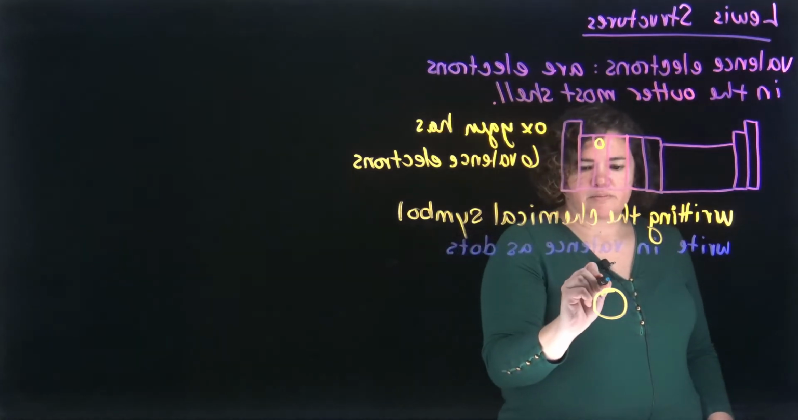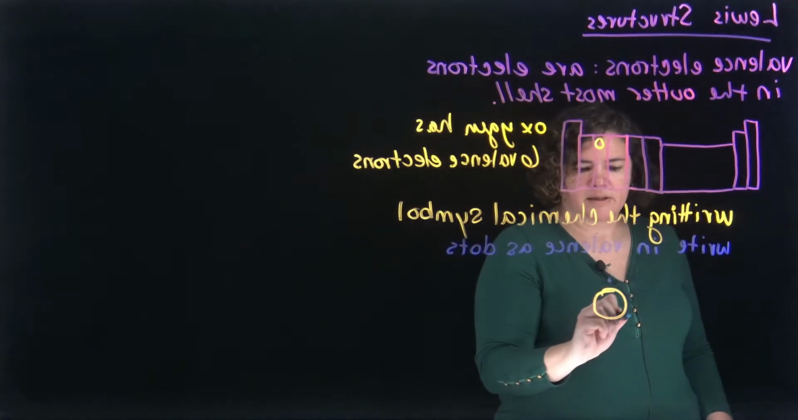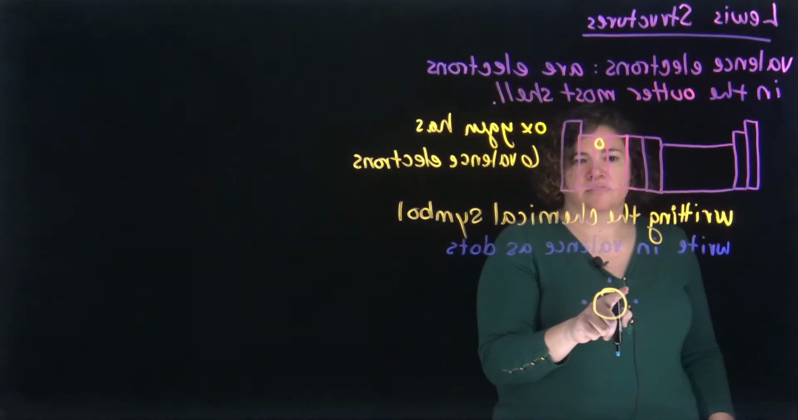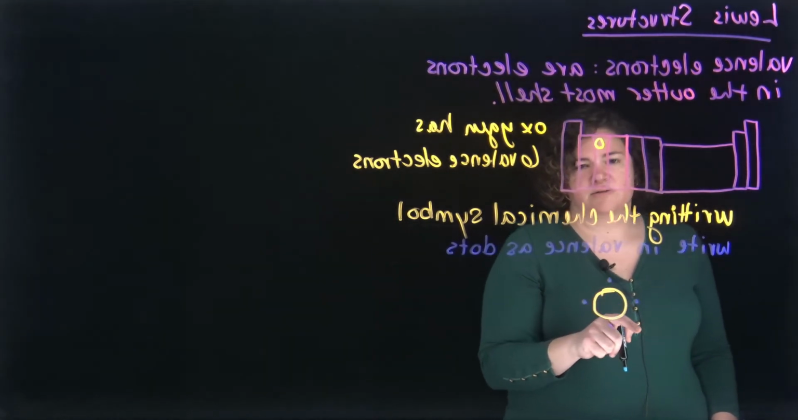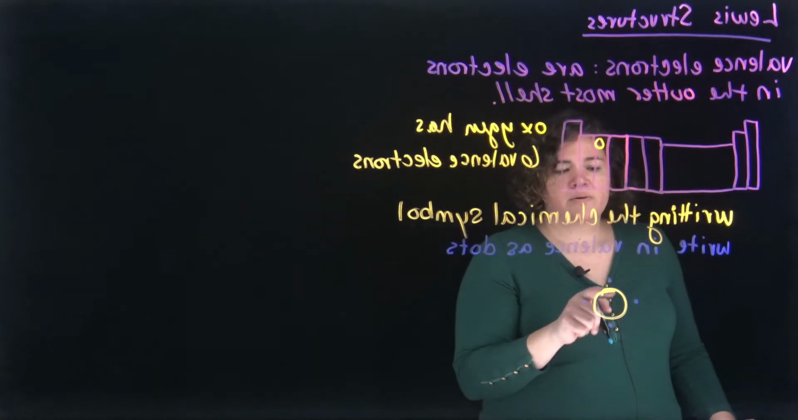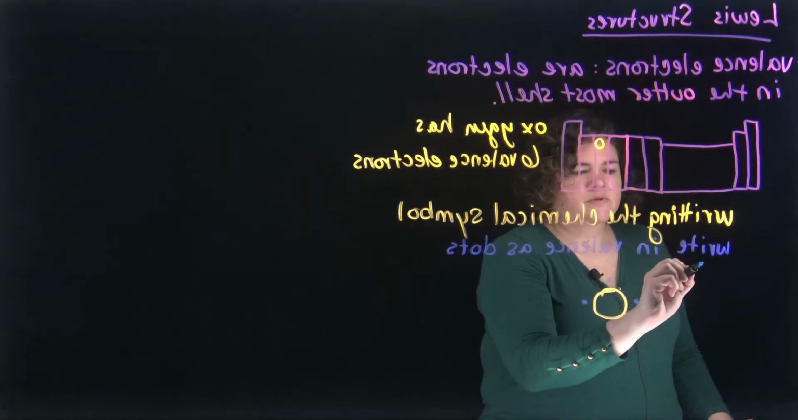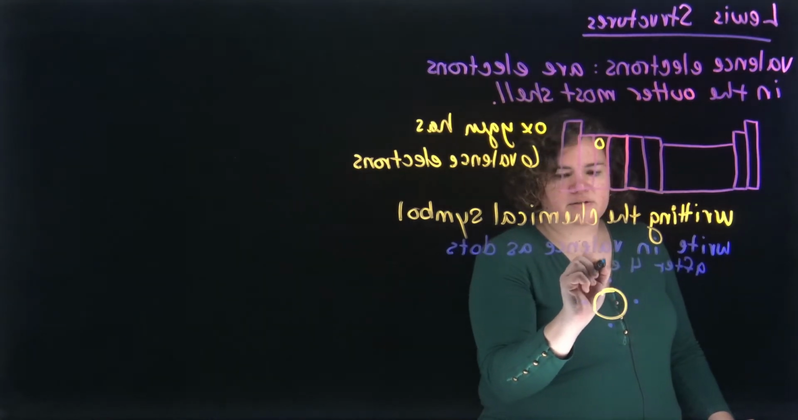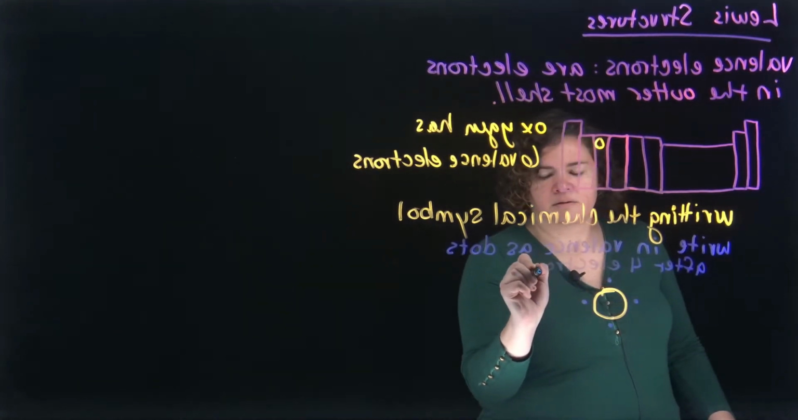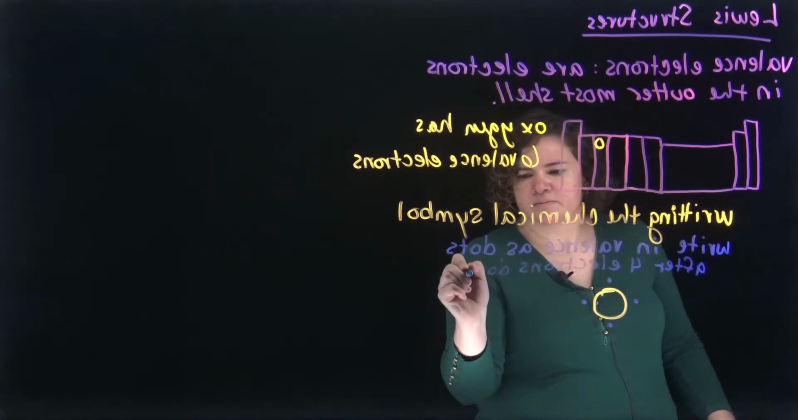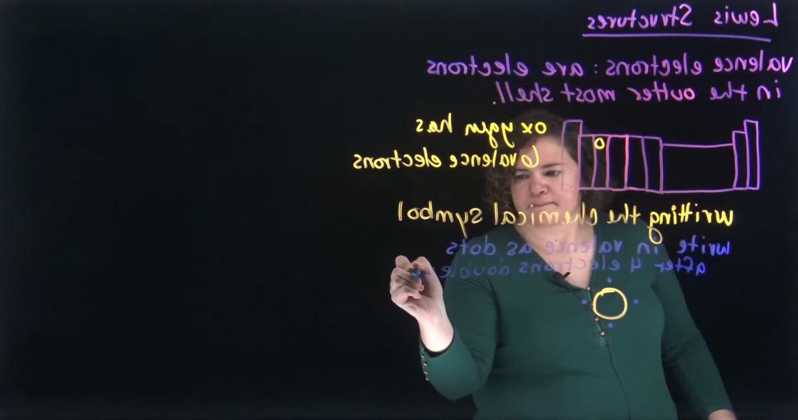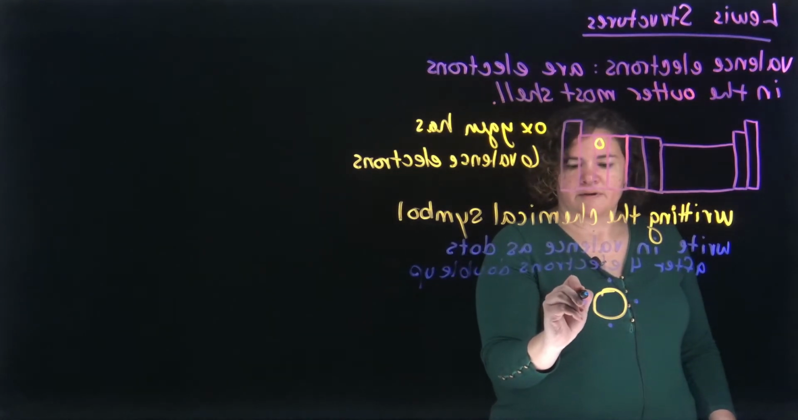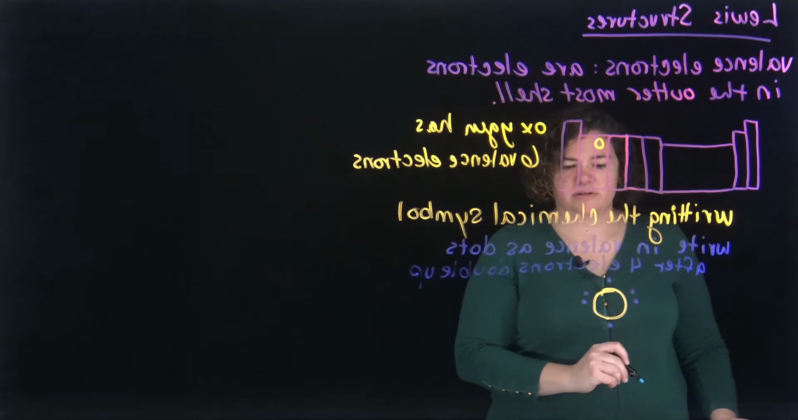So we start from top to bottom, left to right. It doesn't matter where you start as long as there are 4 single electrons to start. And then once you have 4, you double up. So after 4 electrons, double up. So 1, 2, 3, 4, 5, 6 valence electrons.